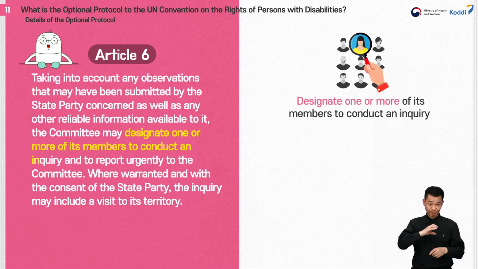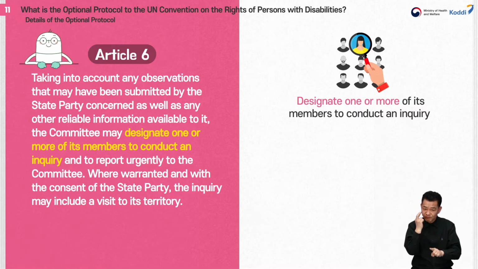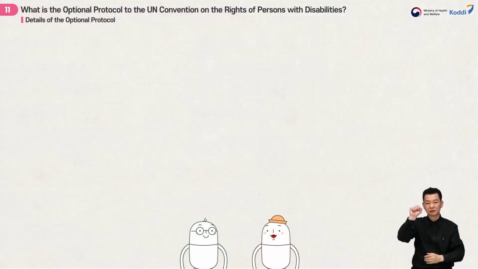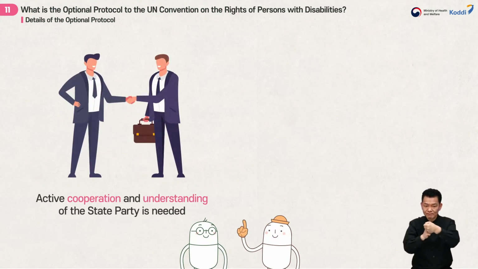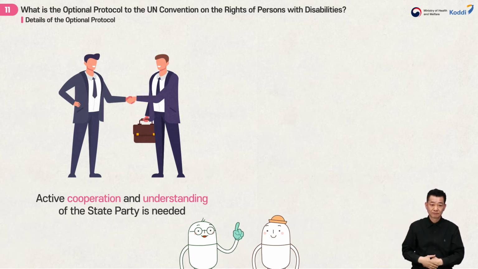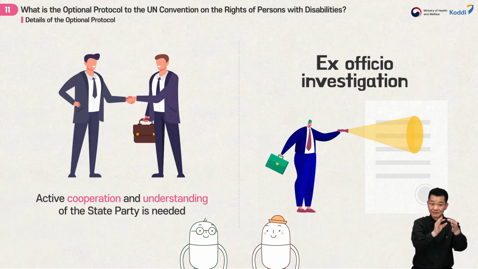The committee may designate one or more of its members to conduct an inquiry. Where warranted and with the consent of the state party, the inquiry may include a visit to its territory. I see. Then I believe active cooperation and understanding of the state party would be needed. Yes, Article 6 is an article about ex officio investigation.